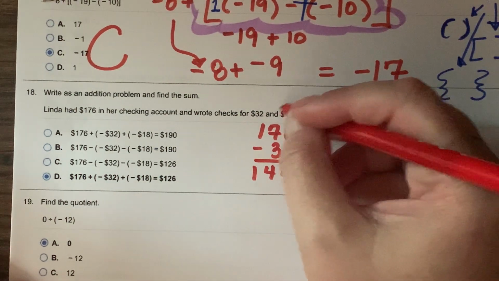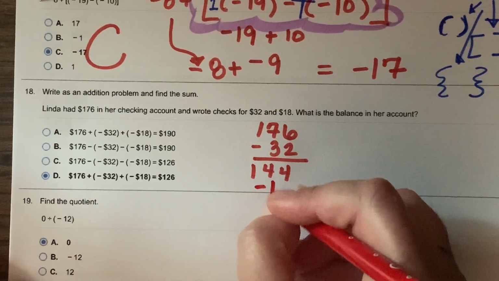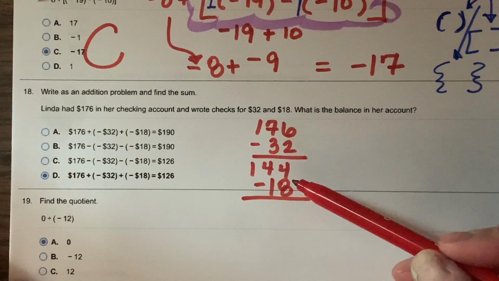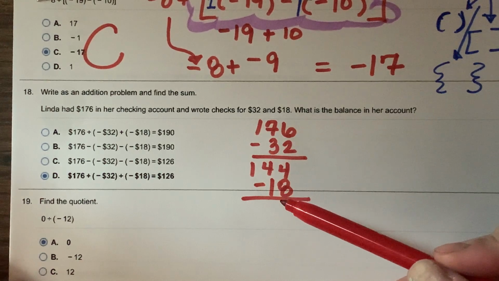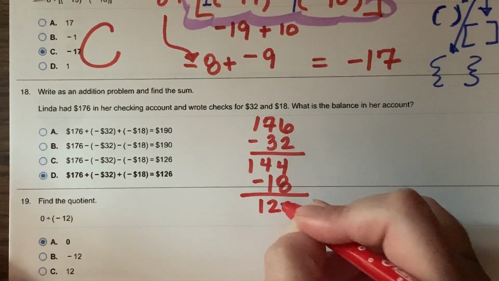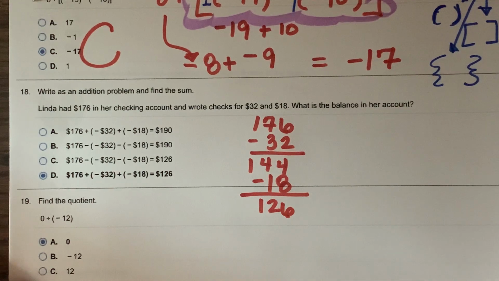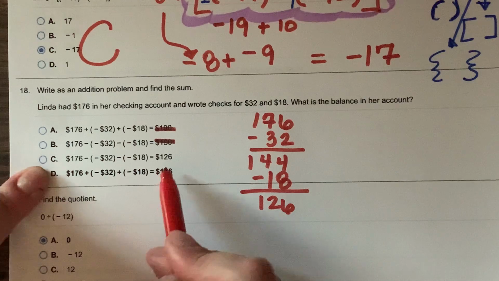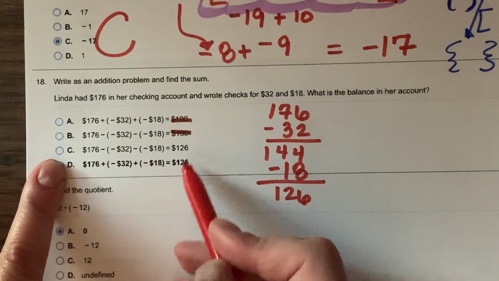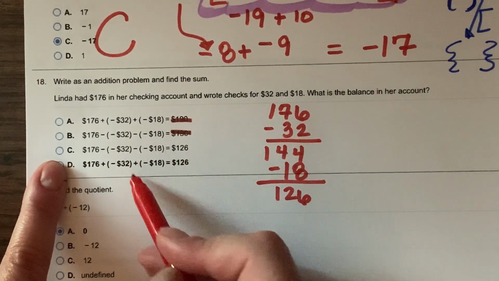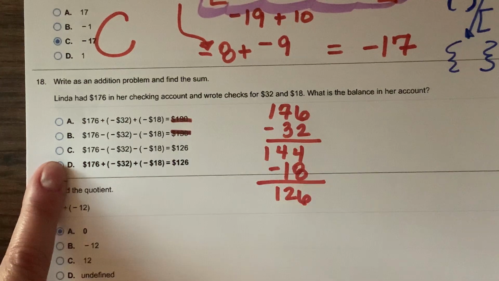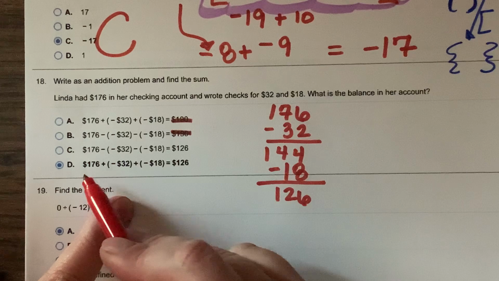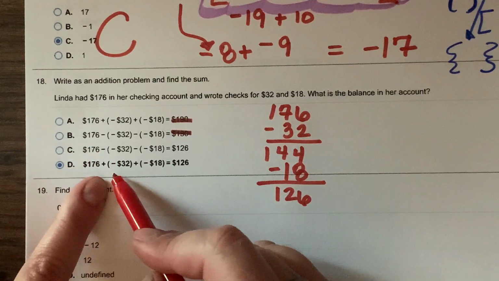Then she wrote another check of $18. $18 worth of Taco Bell. Delicious. Okay, then we subtract it and we get, I think that's $126. Yes. So, trickery dickory. Look at C. It looks like C is the right answer because it has $126. But pay attention to the signs.